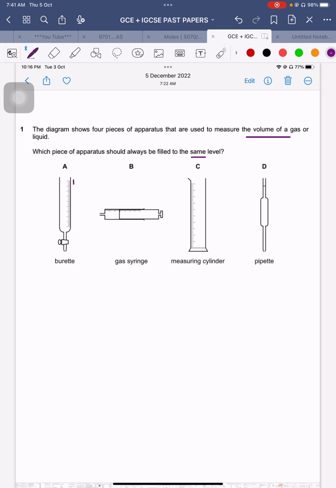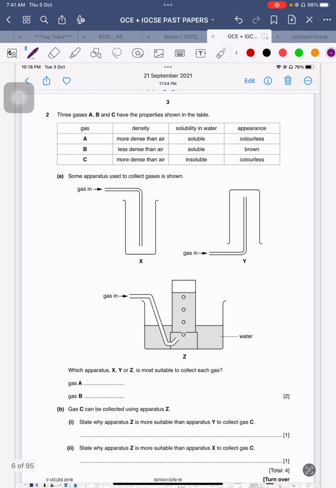It has lots of measurements in it. You can see in burette, it has also lots of measurements. B is called a gas syringe. And this C, which is called a measuring cylinder, has also lots of measuring points. But in case of D, only one measuring point, and that is this, above the bulb. The center of the pipette is called the bulb, whereas above the bulb there is one point very clearly. So a pipette will always be filled to this same level. Okay. So now there is another question.